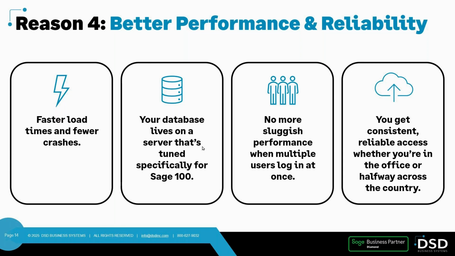We tune the system for the number of users that you have. So if you have 10 people on the system, we can tune it so that everybody has their memory and everybody is doing everything at the fastest possible way. And you get a consistent access to the internet. So whether you're in the office or halfway across the country, the Azure system is super strong in regards to connectivity, and it easily handles access from across the country.